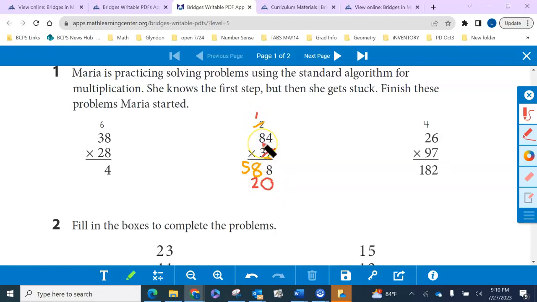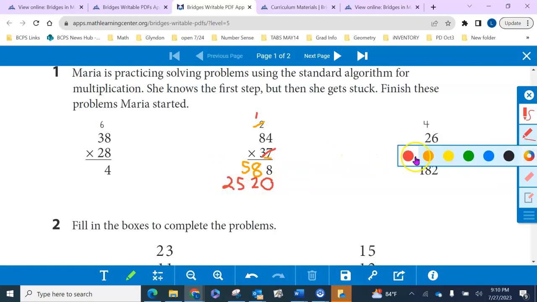3 tens times 8 tens is 24 hundreds, plus 1 more hundred is 25 hundreds. 3 tens times 8 tens is going to be 240, plus 1 more would be 25 hundreds. So I'm going to put that in the hundreds place.